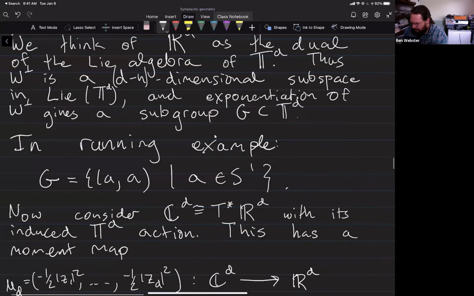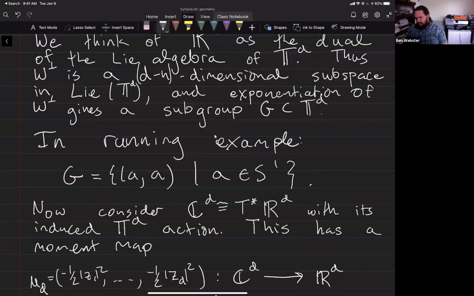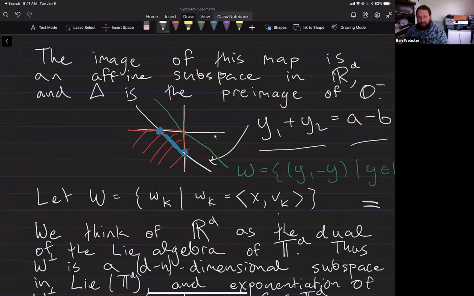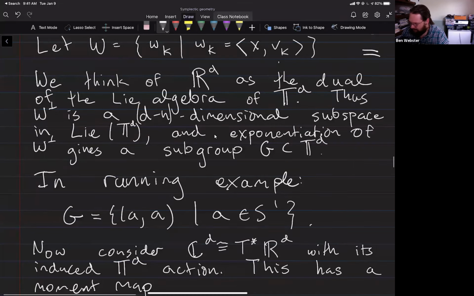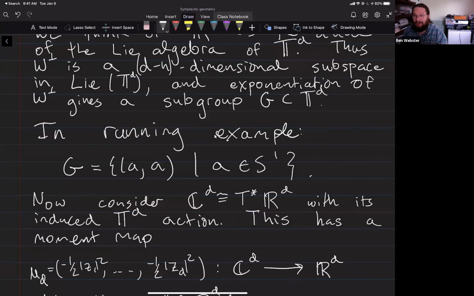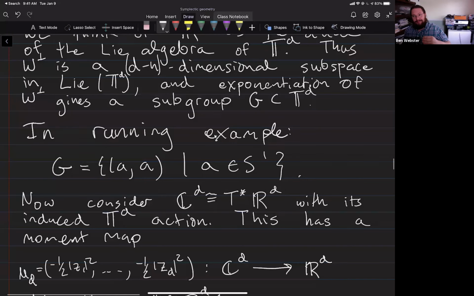So the running example that I started with, I actually get the diagonal subgroup inside S1 times S1, right? So my subspace W is going to be when y1 is equal to minus y2. So the perp to that is the line going the other direction, so the diagonal. All right, and I've written it in this way, so it doesn't matter whether I use the exponential or the additive notation. So out of my polytope, I've now gotten a subgroup inside TD.